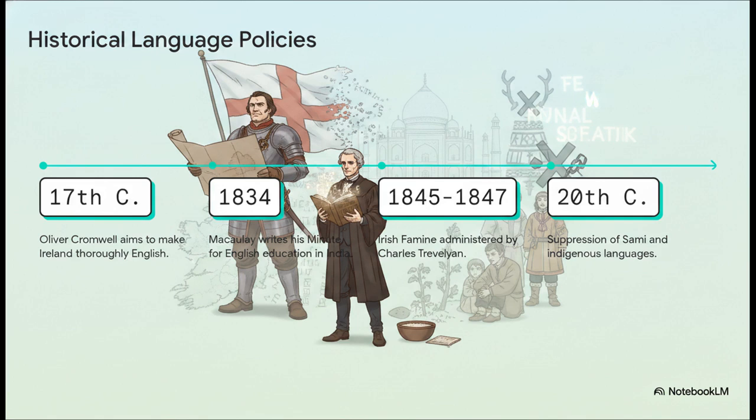There's a long, heavily documented history of deliberate language suppression. Going way back to the 17th century, you have Oliver Cromwell explicitly aiming to make Ireland, quote, thoroughly English. Fast forward a bit to 1834, and Thomas Babington Macaulay is penning his infamous Minute, passionately arguing for English-only education in India. And we see this exact same pattern continue through the devastating Irish famine in the 1840s, administered by Charles Trevelyan, which drastically reduced the Gaelic-speaking population. We even see it extending all the way into the 20th century suppression of indigenous Sami languages in Northern Europe.